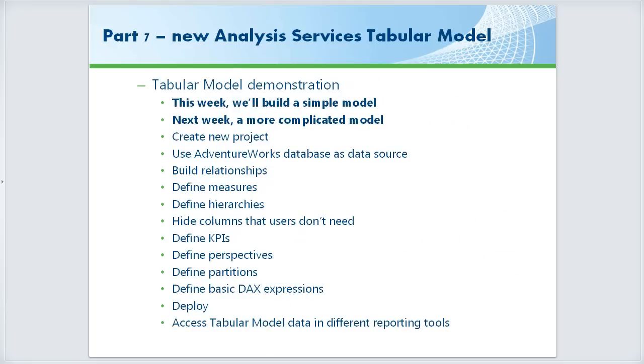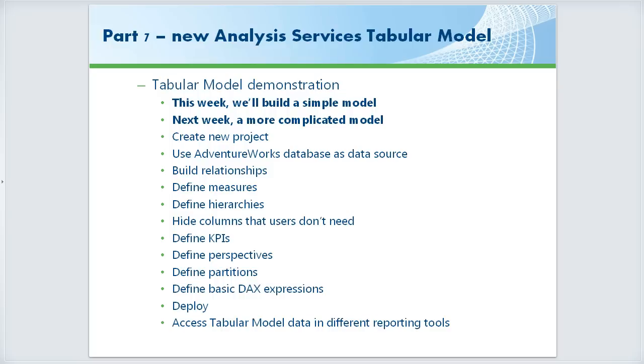The demo that we're going to look at today is a relatively simple demo, and next week we're going to build a more complicated model. By the time we're all done, we will have built a couple of projects. The one that we're going to do today is going to use AdventureWorks as the data source. Most people are familiar with AdventureWorks, so I wanted to start with a database that everybody can relate to. Next week, we're going to use a different data source where we're going to extend some of the capabilities of the tabular model. Along the way, we're going to look at building relationships between fact and dimension data.